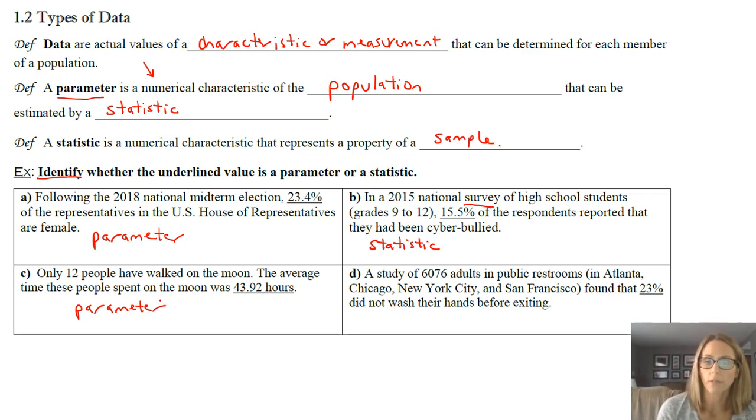Now for D, a study of 6,076 adults in public restrooms, 23% did not wash their hands. So notice, if we're only talking about 6,100 adults in public restrooms, we know that there are many, many adults that use public restrooms in these cities, that would not nearly be all of them. So that's telling us that we took a sample, and that means that this is a statistic.